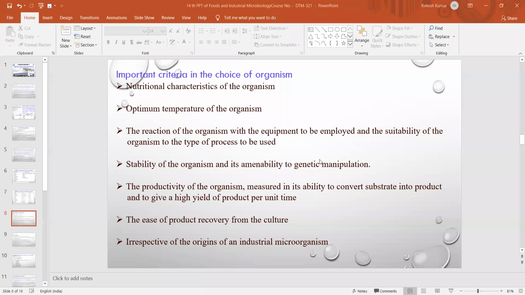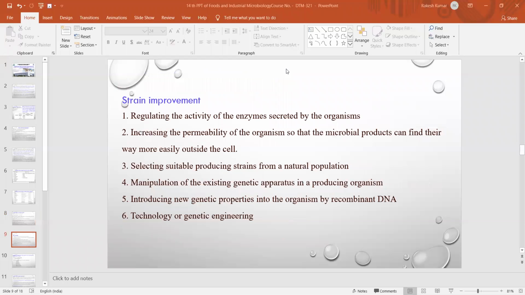Now the next one is the productivity of the organism, measured in its ability to convert substrate into product and to give a high yield of the product per unit time. So it is also very important whenever you are selecting a microorganism. Then the ease of product recovery from the culture. Sometimes an intracellular end product is formed, and in some cases an extracellular product is formed. So automatically, you have to select the type of microorganism from which you can easily recover that end product. Then irrespective of the origins of the industrial microorganism, this is also very important during selection of a particular type of microbe.